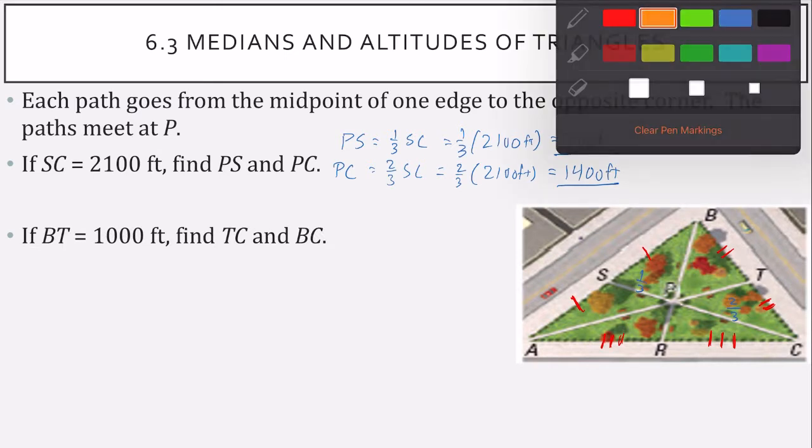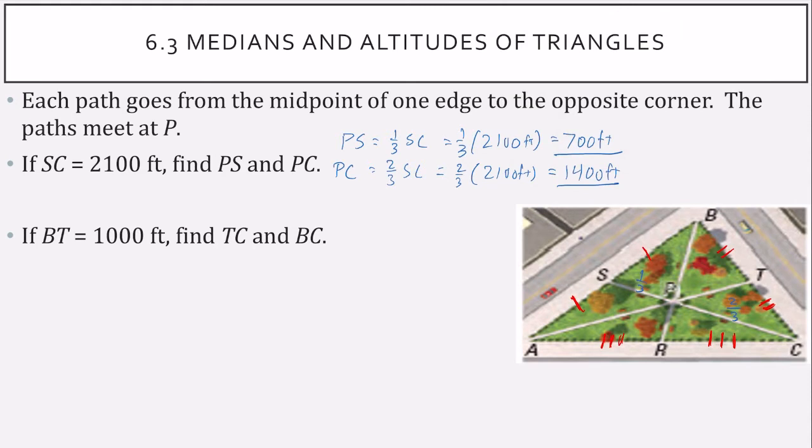If BT is 1,000, find TC and BC. Alright, since T is a midpoint, TC is going to be the same length, or 1,000 feet. And BC is just the two added together, so it's 1,000 plus 1,000, or 2,000 feet.